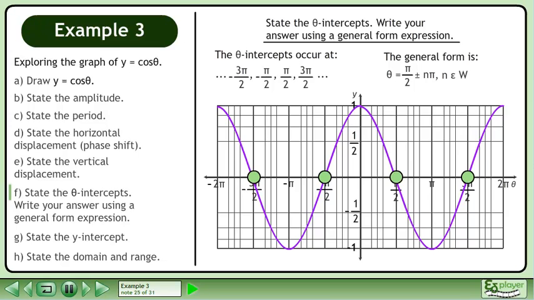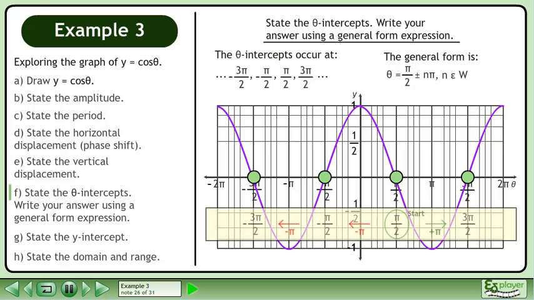The general form is theta equals pi over 2 plus or minus n pi, where n belongs to the set of whole numbers. This means that if we start at pi over 2 radians, we can add or subtract pi to get the adjacent theta intercepts.